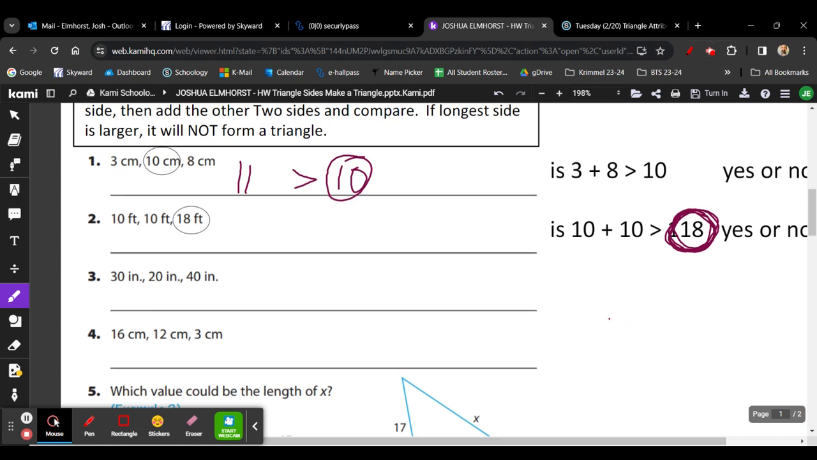So number one, the longest side out of these three is 10. And 3 plus 8 is 11. 11 is greater than 10, so yes, you can make a triangle with these.